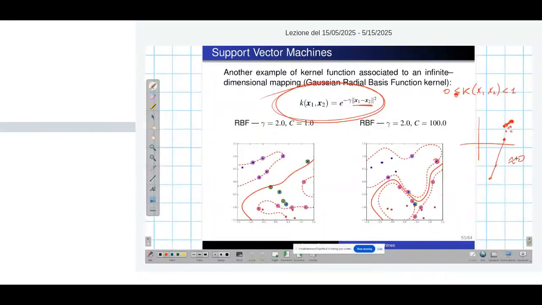Now, gamma controls the trade-off between when I say points are close and points are distant. But imagine that for some gamma, there are points that are close and points that are far. Points that are close are those for which the kernel is close to 1, because this distance is close to 0, so the exponential becomes exponential of 0, which is 1. For points which are far, this value is large, and the exponential of minus a large number becomes 0.